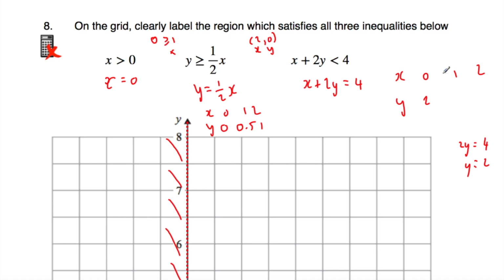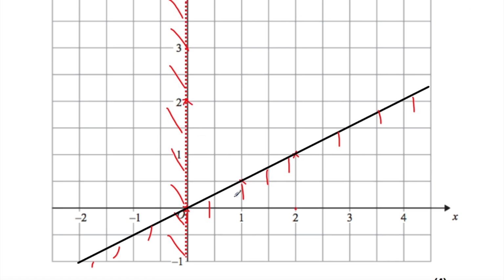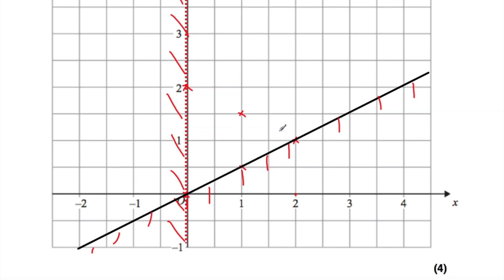Our next one, if x is equal to 1, we're going to get 1 plus 2y equals 4. Take 1 away from both sides, so we get that 2y is equal to 3. And then half both sides, y is equal to 1.5. So that's our next point, (1, 1.5). And if x is equal to 2, we're going to get that 2 plus 2y is equal to 4. Take 2 away from both sides, we get 2y equals 2, so that means that y equals 1. So we've got the points (0, 2), (1, 1.5), and (2, 1). So let's plot them.